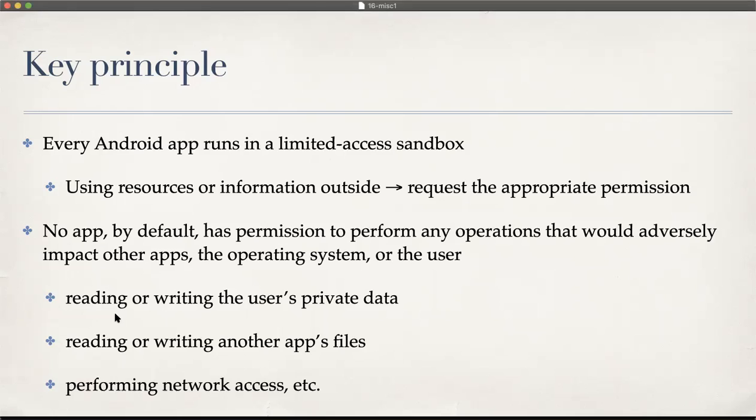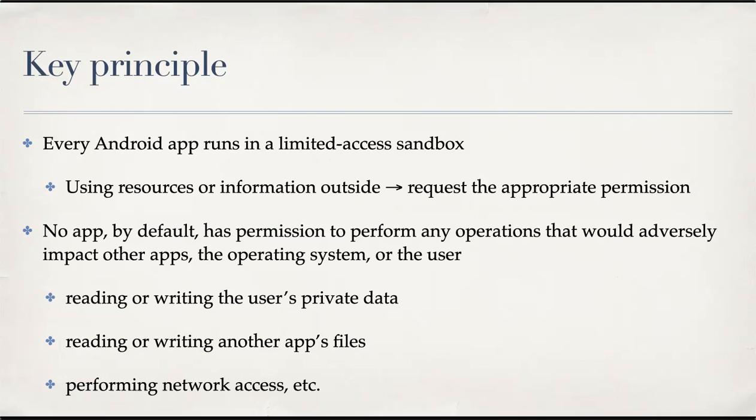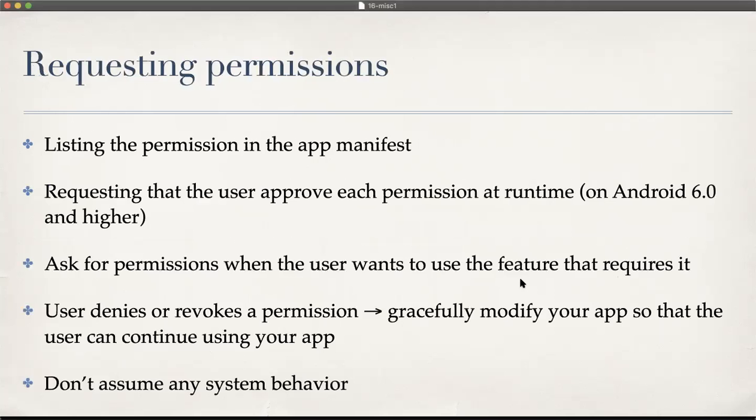And you have perhaps seen when you install apps like WhatsApp or a new email client, it will ask you whether you allow it to access the contacts. Reading and writing other apps' files, performing network access, using camera, and all such are examples of permissions that an app must ask for to use or access those features.